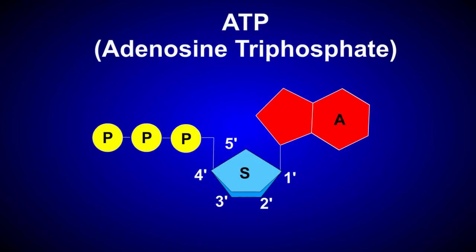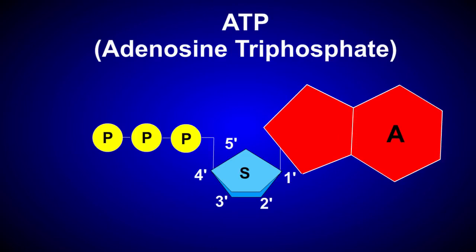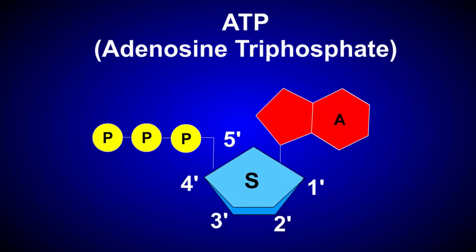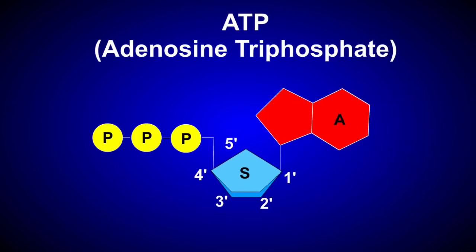ATP, or adenosine triphosphate, is a modified nucleotide that plays a central role in energy processing within cells. ATP is composed of the nitrogenous base adenine bound to the sugar ribose just like in RNA. However, 3 phosphate groups can be added to the molecule. The bonds between the phosphate groups are high-energy bonds.